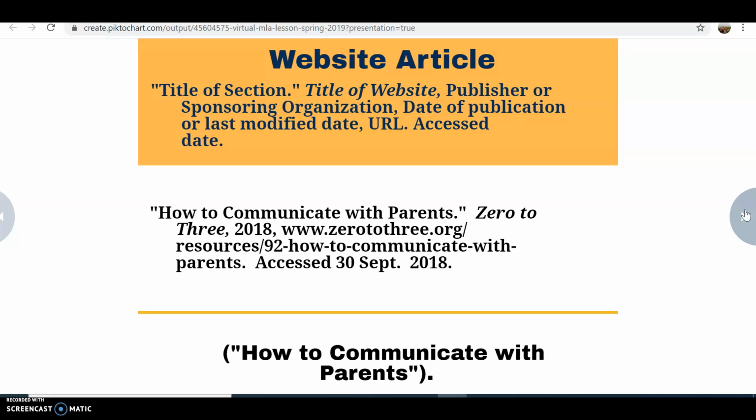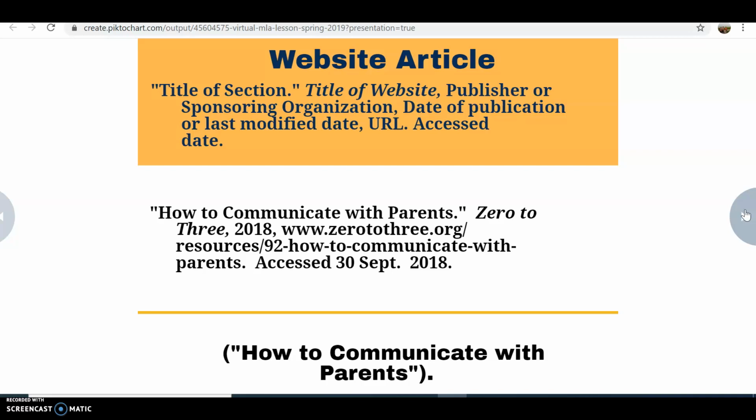So here I have an example. Again, there's no author, so How to Communicate with Parents is the name of that piece. 0 to 3 is the name of the website. Sometimes the sponsor is the same as the website, so you don't repeat that if it's the same. 2018 was the only publication information I could find. That's usually at the bottom somewhere. It might just say copyright 2018, or there might be a range. The URL and accessed on September 30th, 2018.